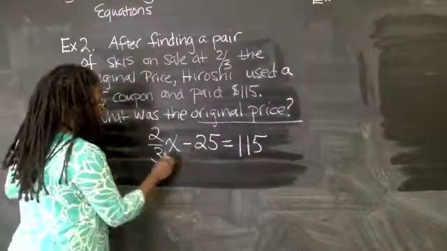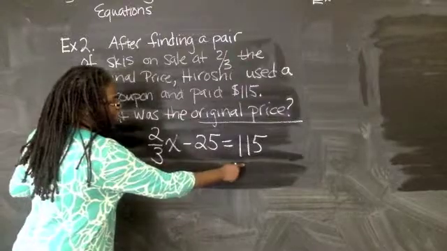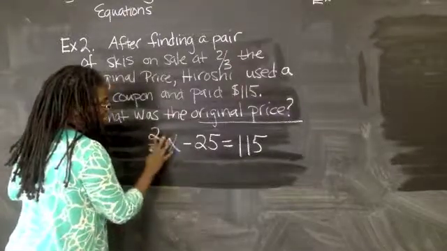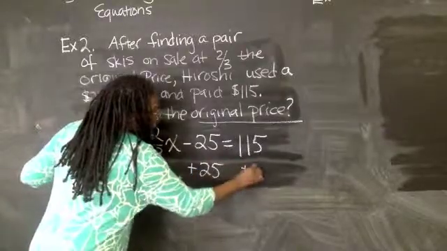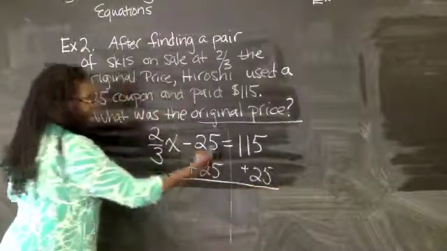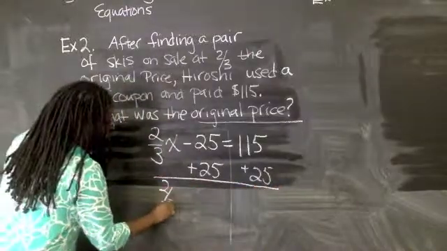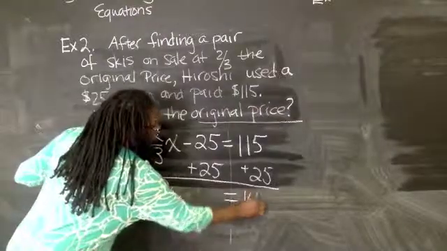So what we're going to do is, we see that we've got our X term here. We're going to leave that alone, and we're going to add 25 to both sides in order to isolate the X term. Then we'll get X by itself. So I add 25 to both sides. When I do that, I have 2/3 X, and that's equal to 140.